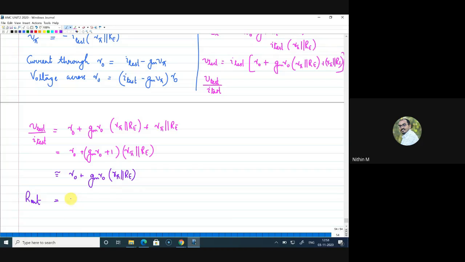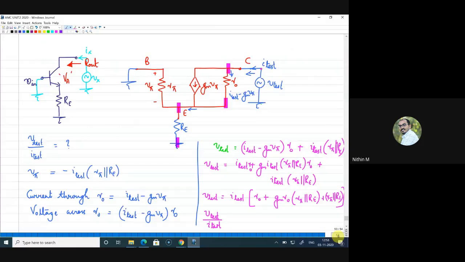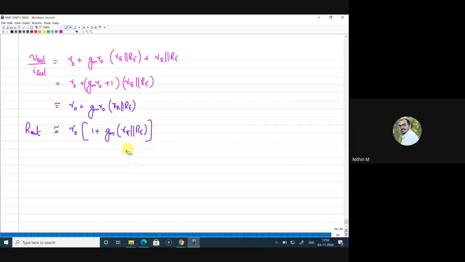Now if I take this R naught common, I can write it as R naught times 1 plus GM into R pi parallel RE. I have taken R naught common and I have written it in this form. So this is an approximation of the output impedance of a transistor, a BJT, with a resistance connected to the emitter. Now the value of R out largely depends on how your R pi and RE are related. Let me just complete and then I'll explain further. So now the value of R pi and RE will largely contribute.